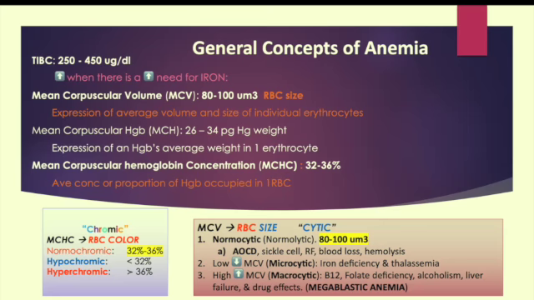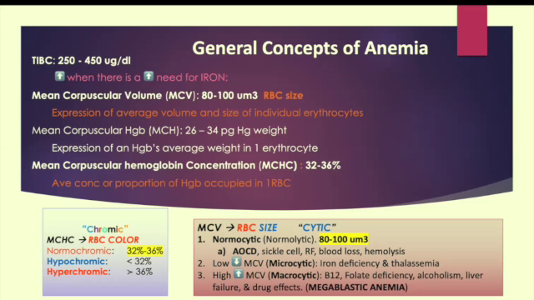The mean corpuscular hemoglobin, which is MCH, is 26 to 34. This is actually the weight, the expression of hemoglobin's average weight in one erythrocyte. And the mean corpuscular hemoglobin concentration, or MCHC, which is more accurate when we're evaluating for anemia, is 32 to 36% as a normal value, but it is the average concentration or the proportion of hemoglobin occupied in one red blood cell.